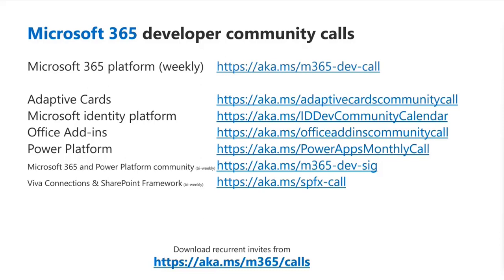Pacific slot, which is either the Microsoft 365 and Power Platform community call or the Viva Connections and SharePoint Framework call. Again, it's a bit of an evolution how we ended up having this many calls, and we're looking into potentially reducing a bit, not too much anymore, on making this more easily approachable for you, because it might be a bit overwhelming how many calls are happening all the time. You can find all of the recurrent invites for these calls at aka.ms/M365/calls.